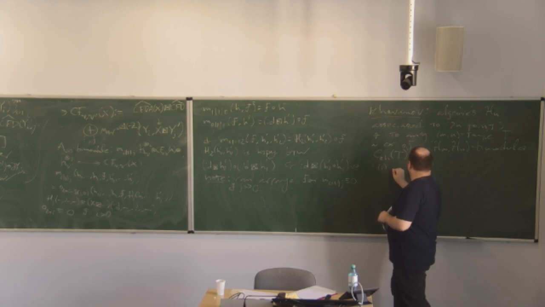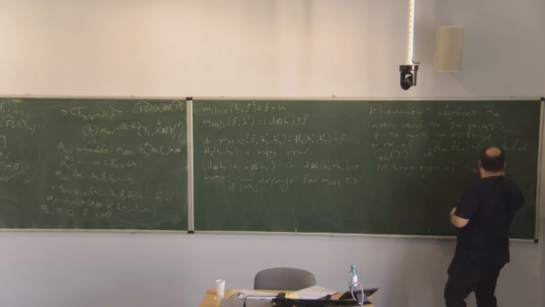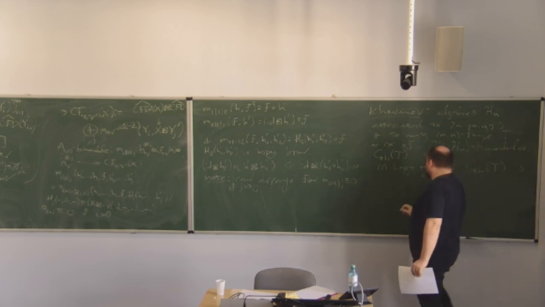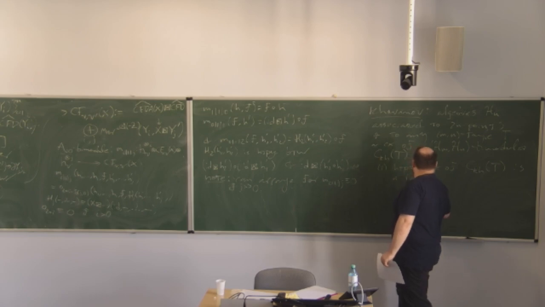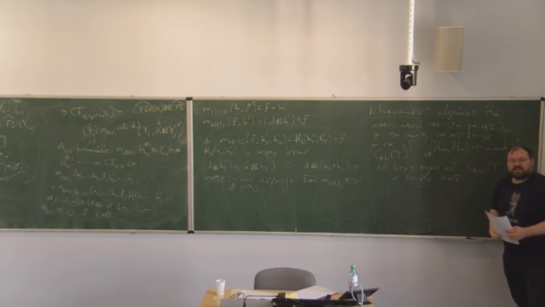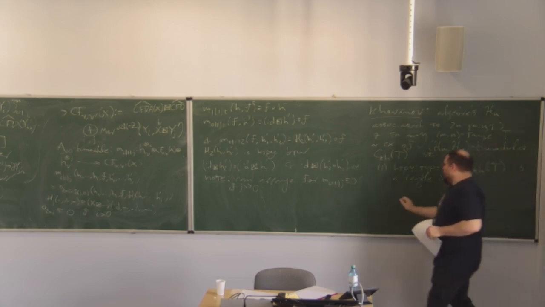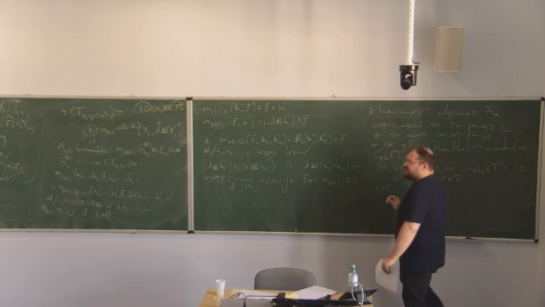One, the homotopy type of C_Kh of T is a tangle invariant, by which I mean it's an isotopy invariant of the tangle in disk cross interval represented by the diagram T. And two, it satisfies a gluing property.